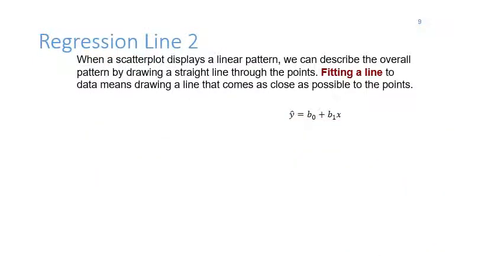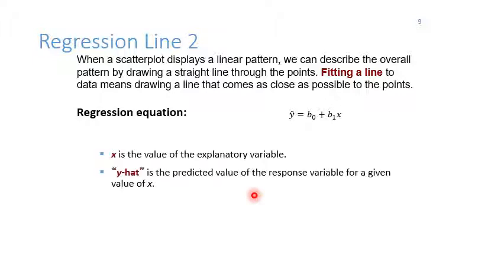When a scatter plot displays a linear pattern, we can describe the overall pattern by drawing a straight line through the points. Fitting a line to data means drawing a line that comes as close as possible to the points. Since we are talking about a line, the formula of a line is mx plus c.